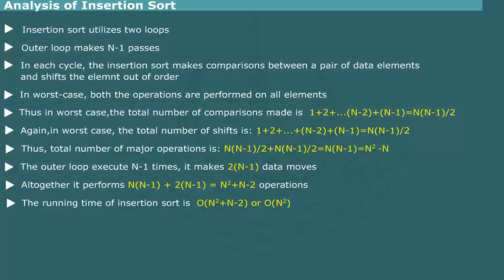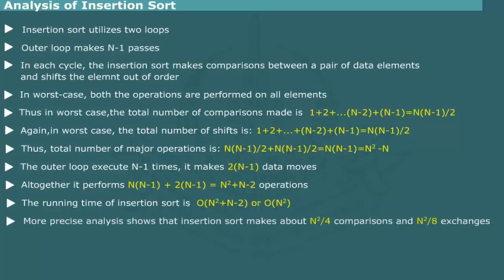More precise analysis would show that on the average, insertion sort makes about n square by 4 comparisons and n square by 8 exchanges. Thus, even though insertion sort has quadratic runtime, it performs better than bubble sort and selection sort. It is, however, inefficient for large data sets comprising several thousand data items.